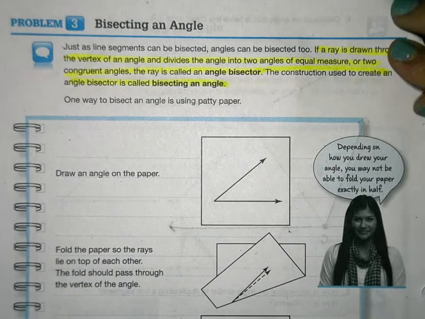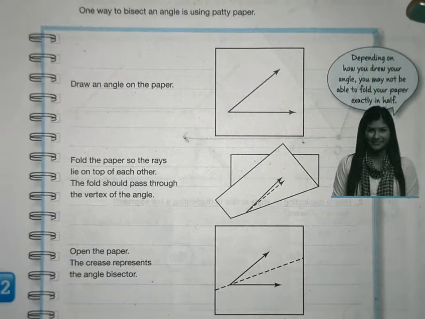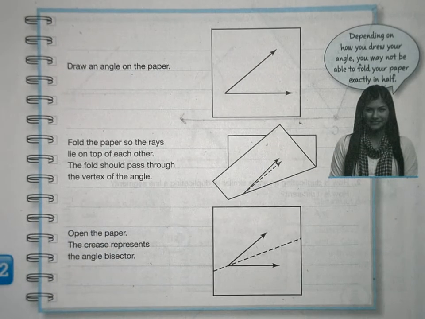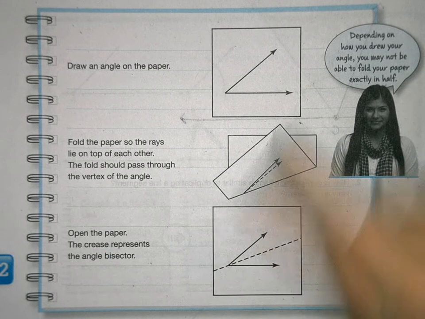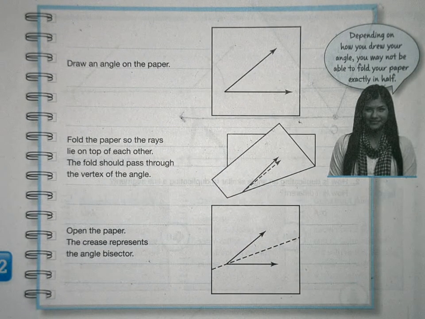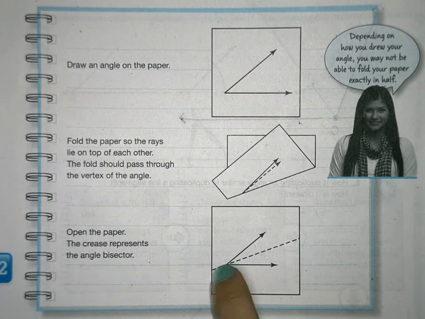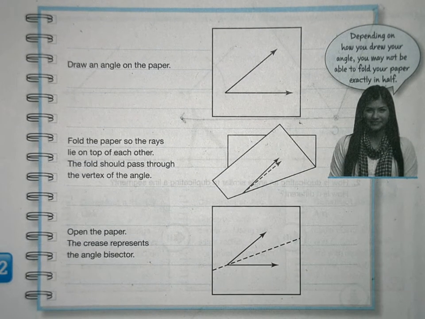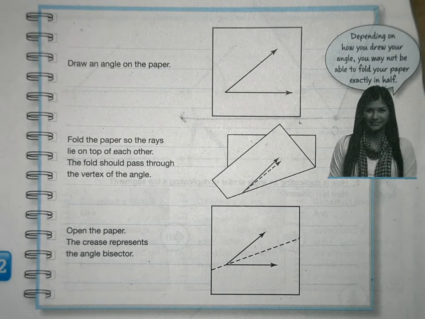So there are going to be two ways that we can do this. We can bisect an angle similar to how we found the midpoint of a segment using that hamburger patty paper. You would draw your angle, you would fold the paper so that your two rays match up, and then the crease represents the angle bisector. We're not going to do that today. We're just going to bisect the angle using a compass and a straight edge. So let's turn the page.